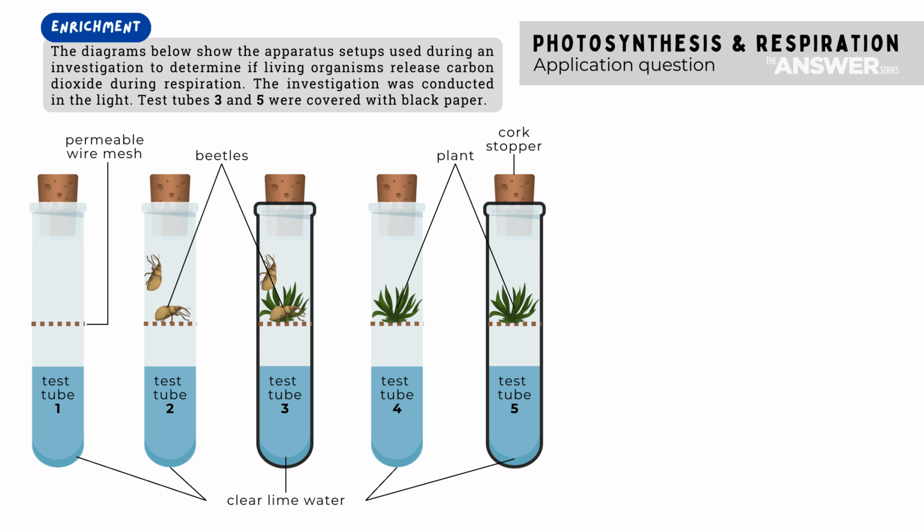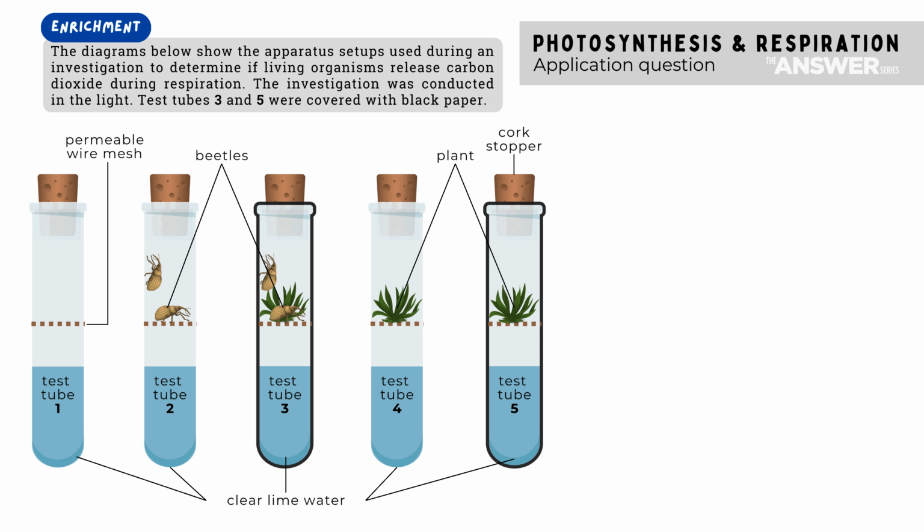Okay, so let's look at these test tubes individually, and we have 5 of them. First, let's focus on their commonalities. All 5 test tubes are the same size. All of them have a cork stopper of the same size. And all of them have a permeable wire mesh in the center, where permeable here means that it allows gases to move up and down through it. Something can move through a permeable barrier. And then lastly, all of them have clear lime water in, and it also seems that the clear lime water is the same amount in each of the test tubes.